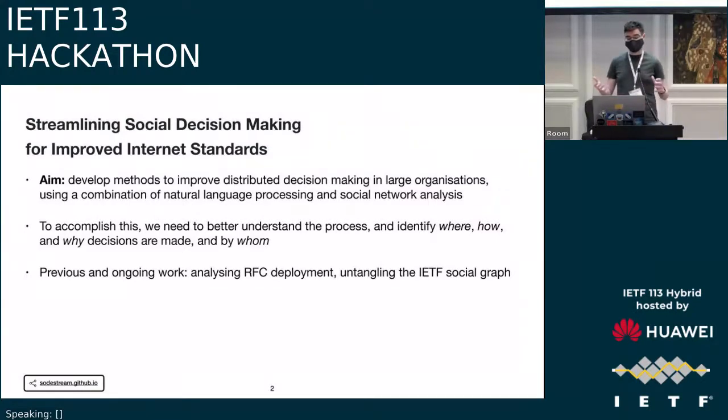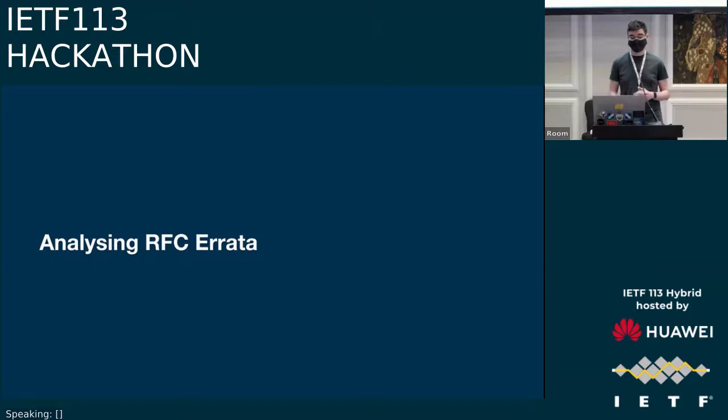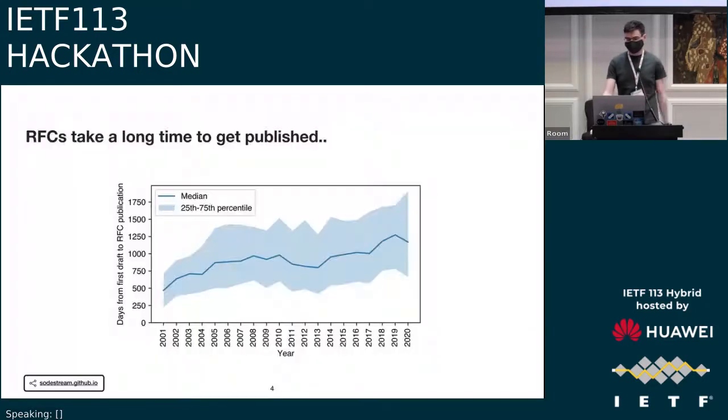So to try and accomplish our goal, we need to better understand decision-making within the IETF. So, who's making decisions, where are they making them, how are they making them, and what impact do those decisions have onto the day-to-day running of the IETF. Our previous work has looked at RFC deployment and the factors that influence the success of protocols and their deployment in the wild. Our more recent work has looked at the IETF social graph, so who makes up the IETF and what are their participation trends. For this hackathon, though, I've been looking at analyzing RFC errata to motivate why you might want to look at RFC errata.